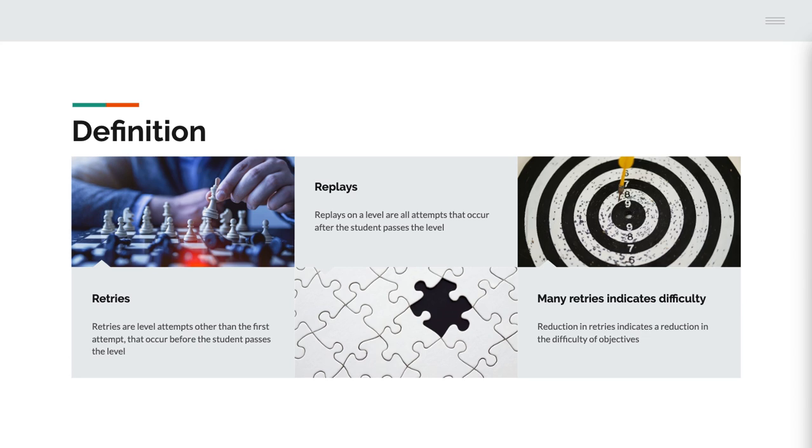Retries are level attempts other than the first attempt that occur before the student passes the level. Retries are different from replays in Estimat. Replays on the level are all attempts that occur after the student passes the level. So many retries indicate a lack of understanding. Therefore, reduction in retries indicates a reduction in the difficulty of objectives.